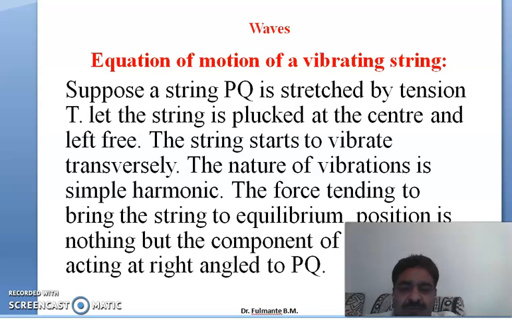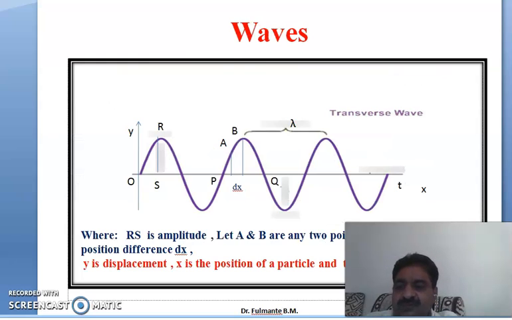The force tending to bring the string to equilibrium position is nothing but the component of tension at right angle to PQ. See, for example, this is a transverse wave, you know well. Wavelength, the SR distance, this is said to be amplitude. There are various points on this wave like A and B. Here A and B, two points I have taken very close to each other, and the distance between them is a very small distance. We consider dx.